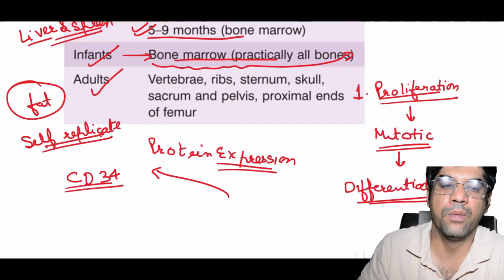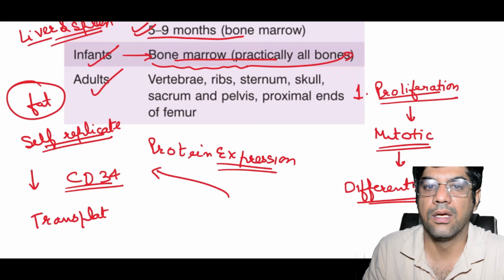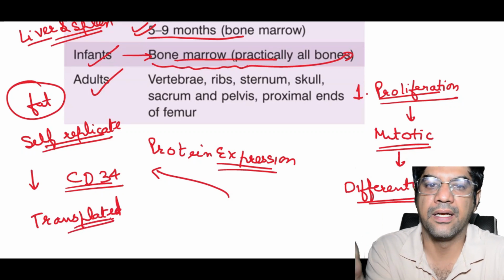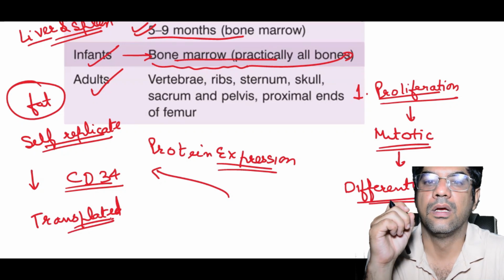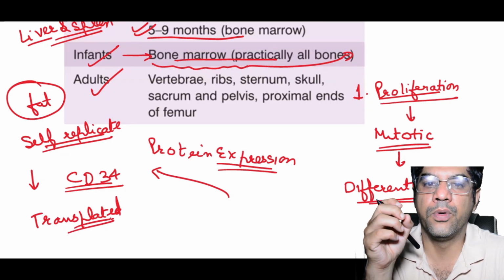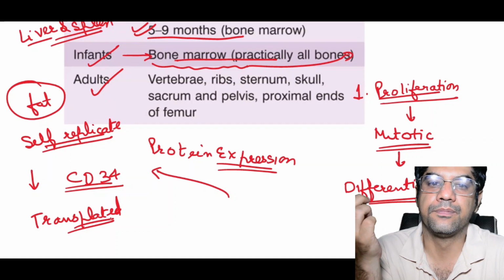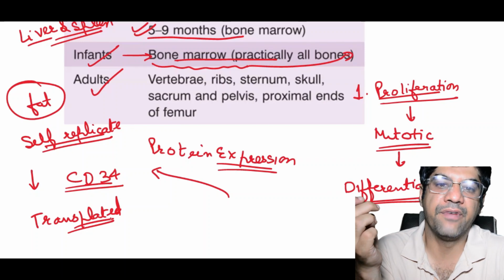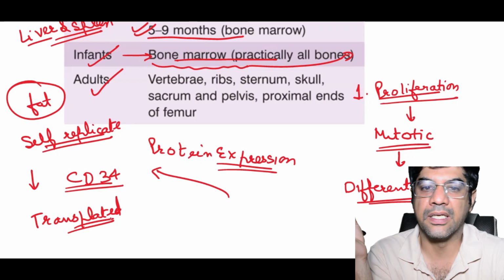Another feature is that bone marrow cells can be transplanted. They can be harvested and transplanted into the recipient sites. The transplanted cells can home to recipient bone marrow, proliferate and differentiate into the various blood cell types. So it is used in treatment of various hematological diseases like leukemia, lymphoma and aplastic anemia.